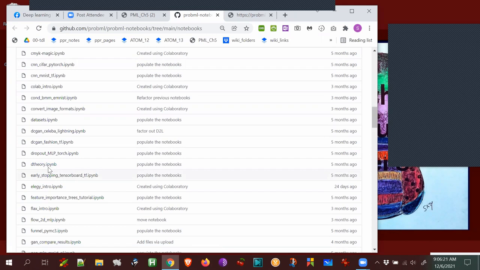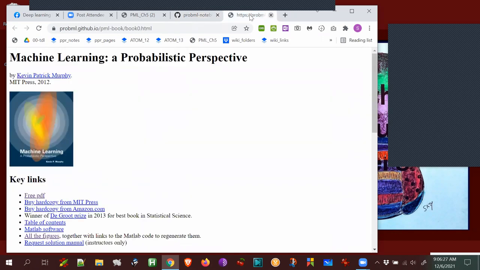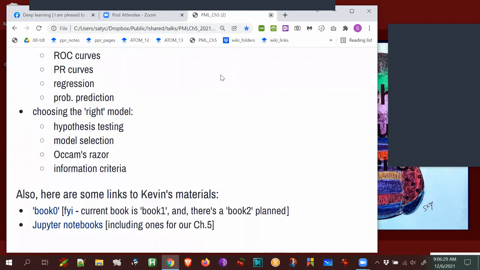but maybe if not, you can definitely do it. So those are all Colab notebooks. And so that's very nice. Or if you have local Jupyter, you can run it there as well. So I highly recommend that you look through those. There's a lot of neat things in there.